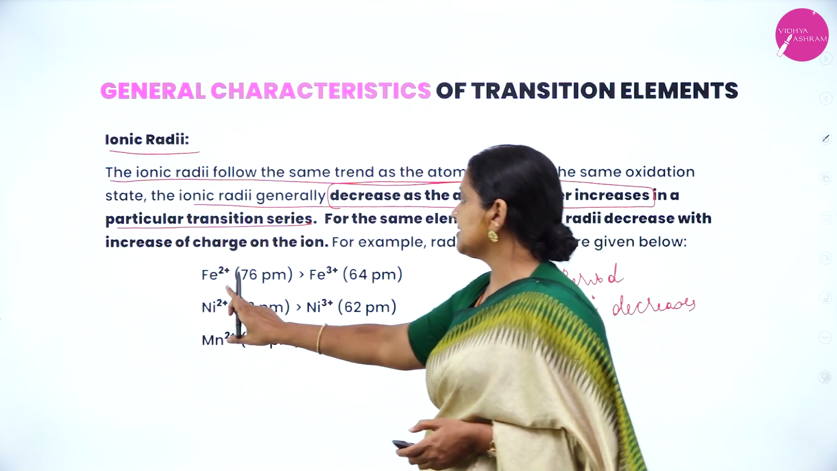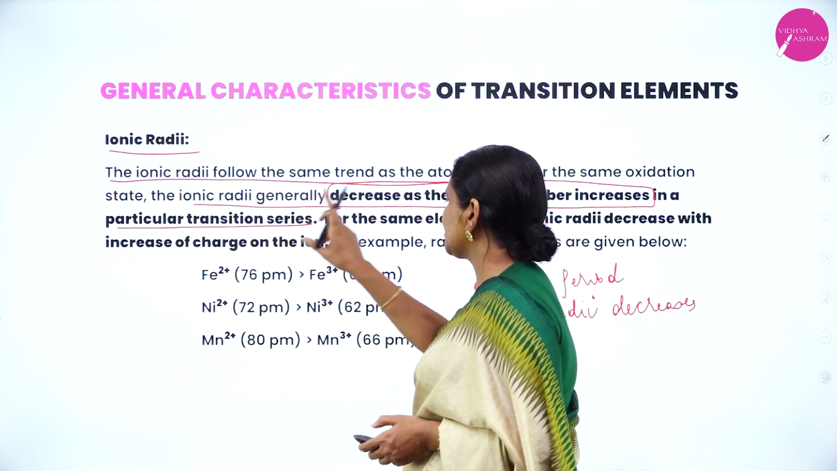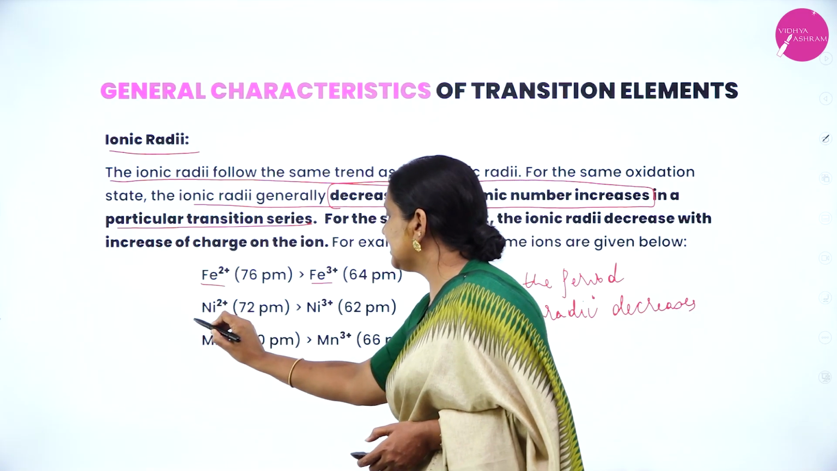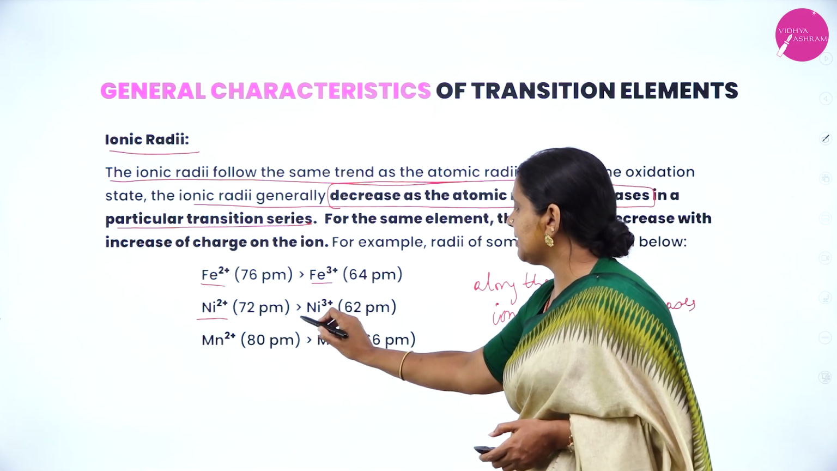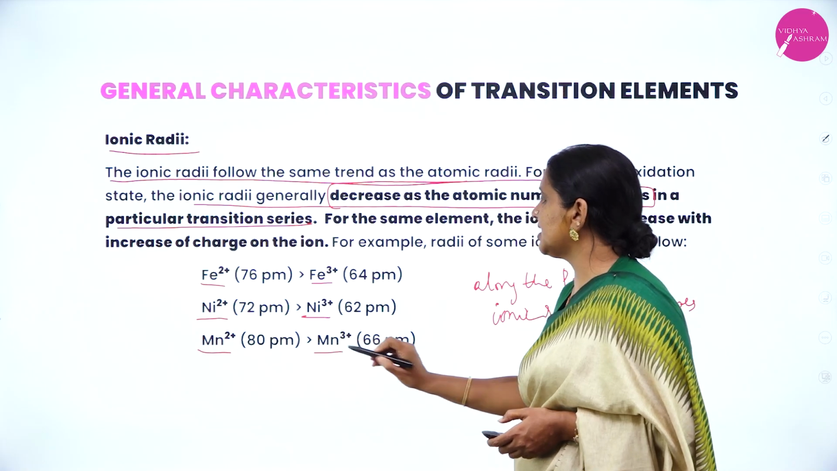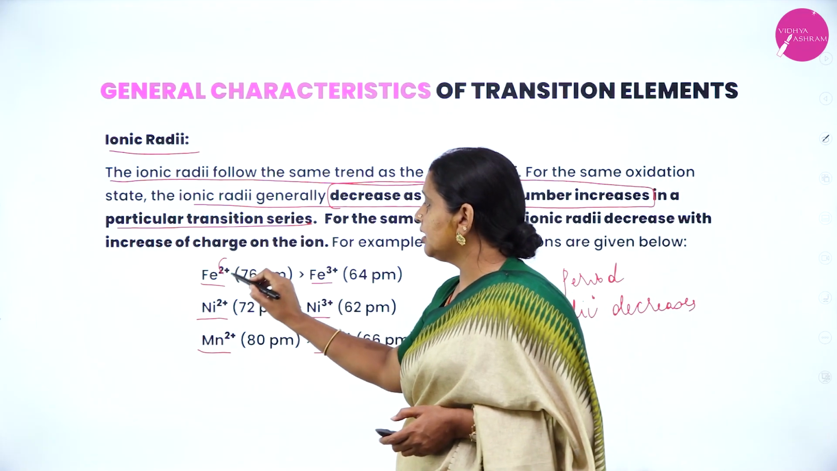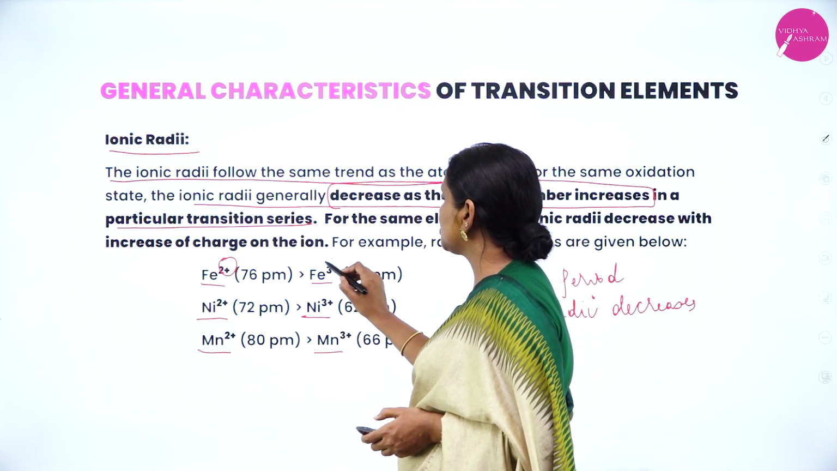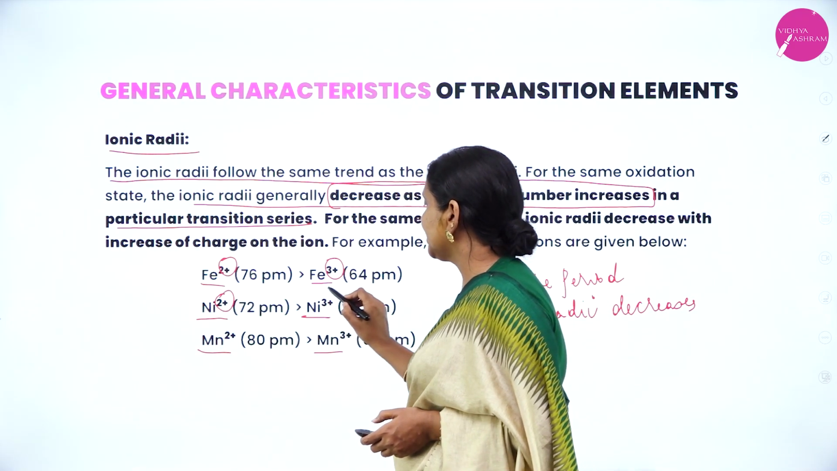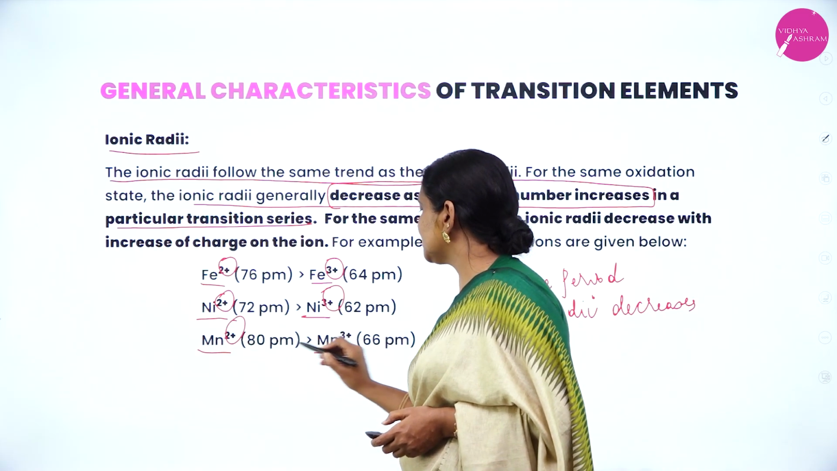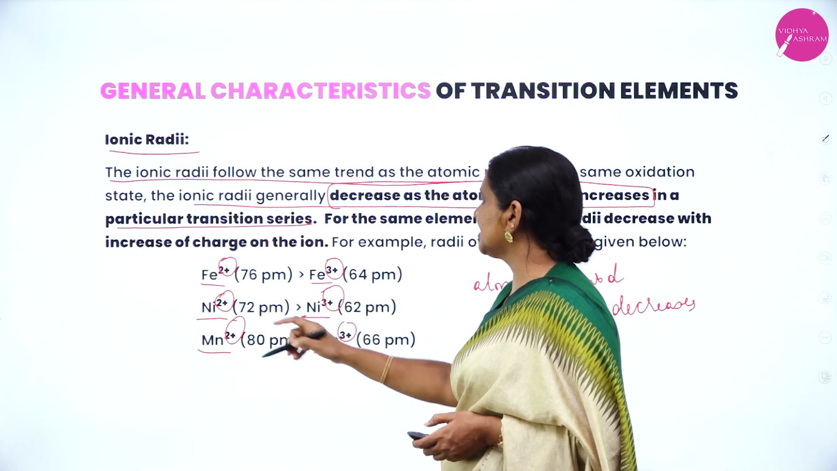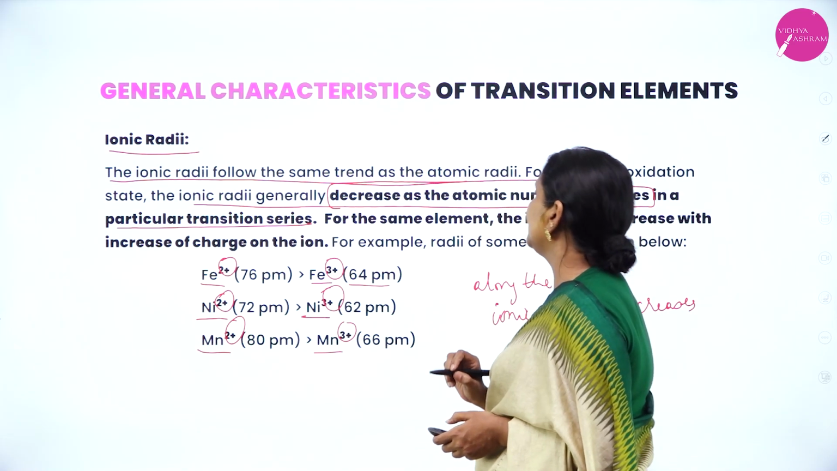For example, I'll consider iron in ferrous state as well as ferric state, Fe2+ as well as Fe3+. Nickel in +2 oxidation state and +3 oxidation state. Manganese in +2 oxidation state and +3 oxidation state. Observe, here the oxidation state of iron is +2, here iron is +3, nickel +2, nickel +3, manganese +2, manganese +3. Observe, as the charge on the ion increases, its ionic radii decreases.